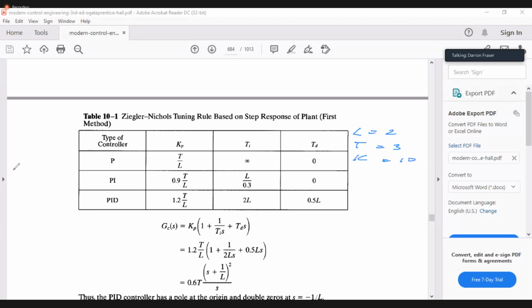So now let us say that we had a furnace. My favorite example, my go-to example. Which one of these three would we use? The P or the PI? And we always go with PI. We never normally go with P, no matter what, even if P would have worked. So PI. So now our KP is equal to 0.9 times T, which is 3, over L, which is 2.